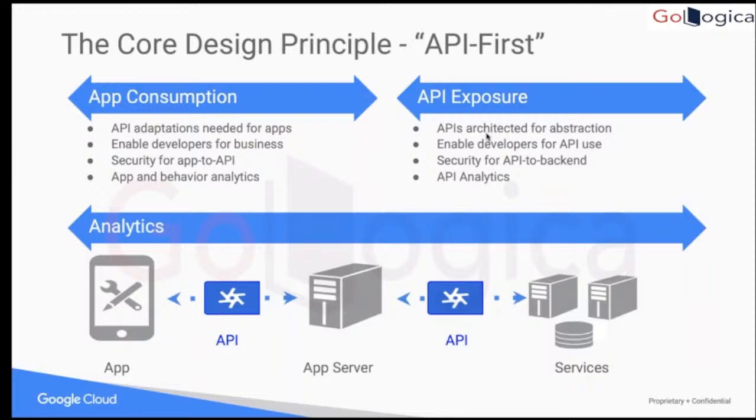They are expecting a JSON. That's it, and they are setting all those headers and all that stuff. They should not care, it should not matter if your backend changes from one platform to another platform. So it should be properly abstracted. And obviously it should enable developers for API use.